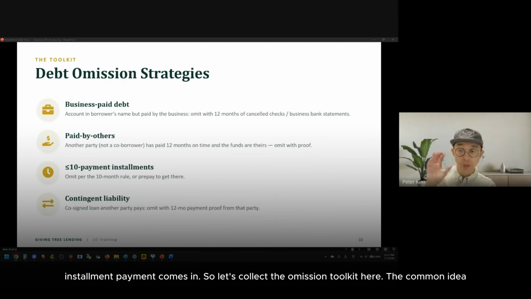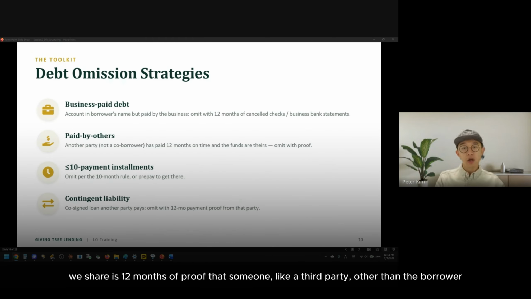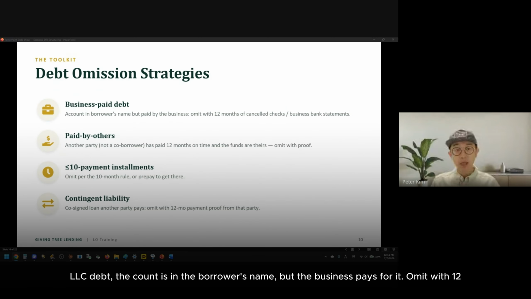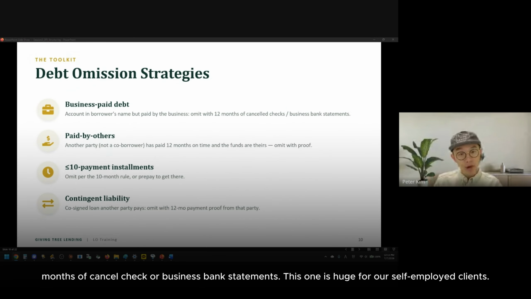So let's collect the omission toolkit here. The common idea we share is 12 months of proof that someone, a third party other than the borrower, truly carries the debt. First, business-paid debt. When you talk about C Corp, S Corp, or LLC debt, the account is in the borrower's name, but the business pays for it. Omit with 12 months of canceled checks or business bank statements. This one is huge for our self-employed clients.